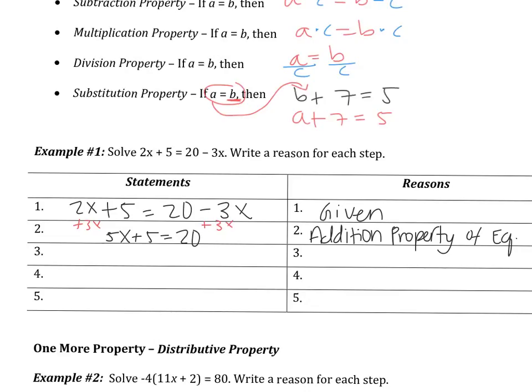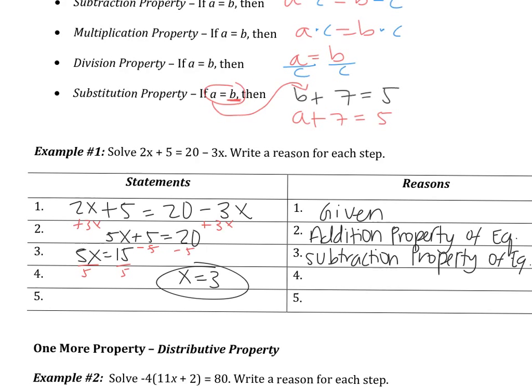Now, I'm going to work on moving that 5 over. So I would subtract 5 from both sides. This ends up giving me 5x equals 15. Now this is true by the subtraction property of equality. So all I did was subtract 5. Last thing that I would do is I would divide both sides by 5. So this ends up being x equals 3. That's my answer. That's true by the division property of equality.